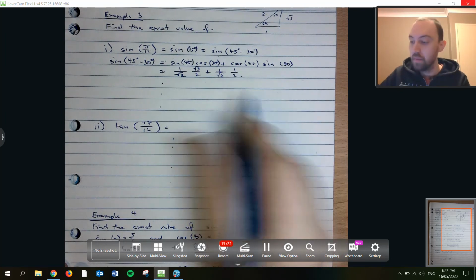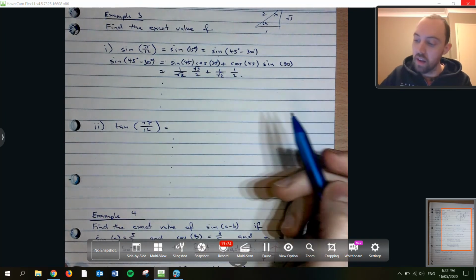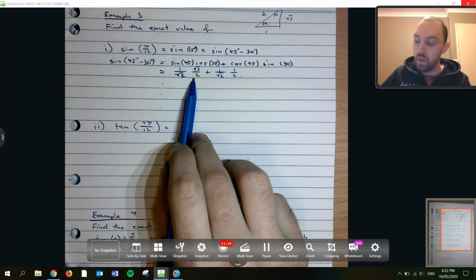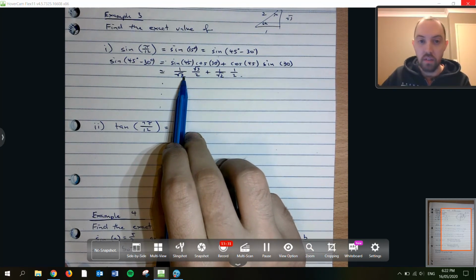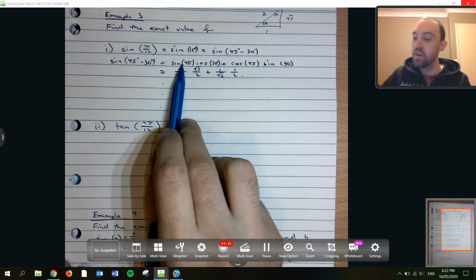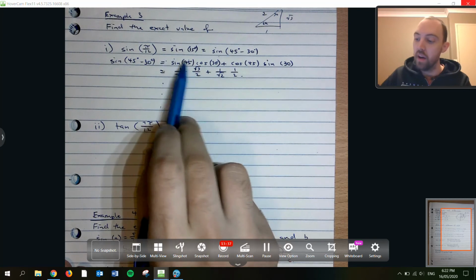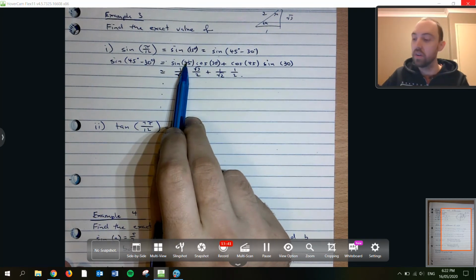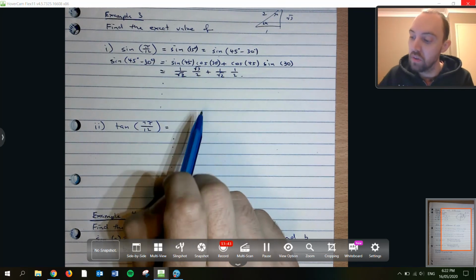Alright. Now, because they're different denominators, it's going to take a little bit of time to go from there. But running short on time, I'll let you guys take it from there. We've used the angle sum and difference formulas and then replaced our angles with angles that we know with exact values.